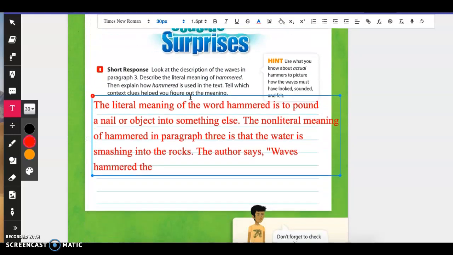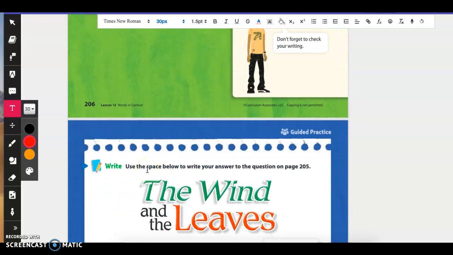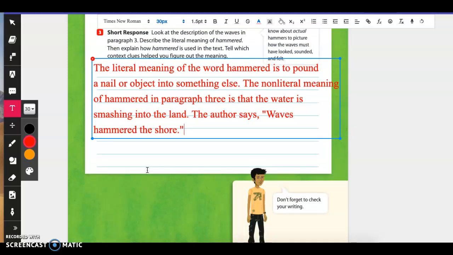So I need to go back and fix something. I noticed a mistake. The shore. So here I said the water is smashing into the rocks. That's not accurate. The shore is the land. So water is smashing into the land. And I need to end with quotation marks. Now, I would check my writing by going through and checking for capitalization, periods, correct spelling, and making sure that my writing makes sense.